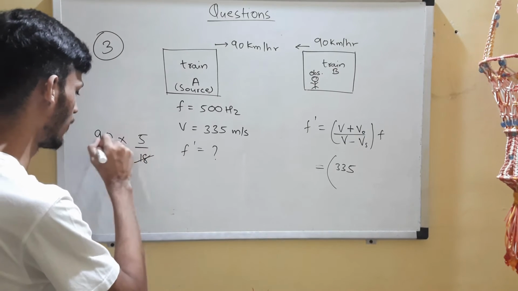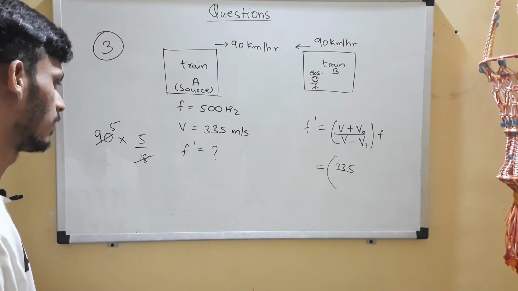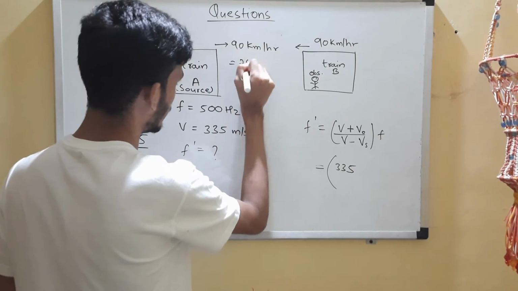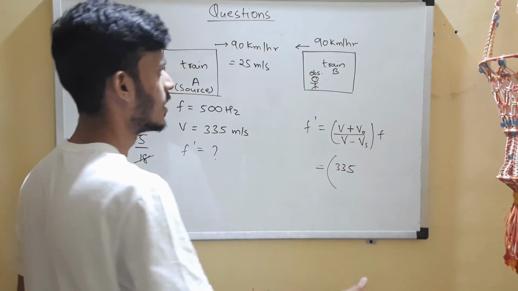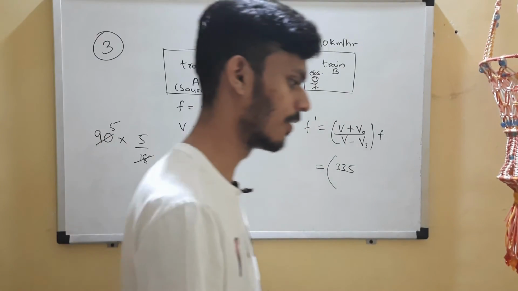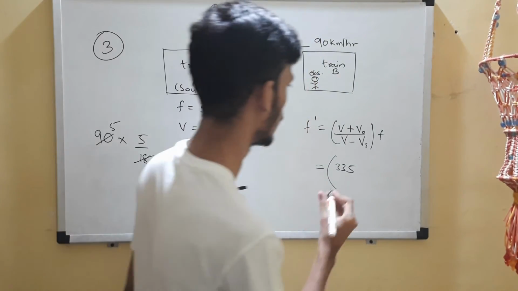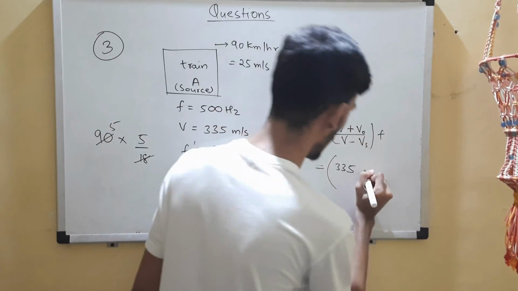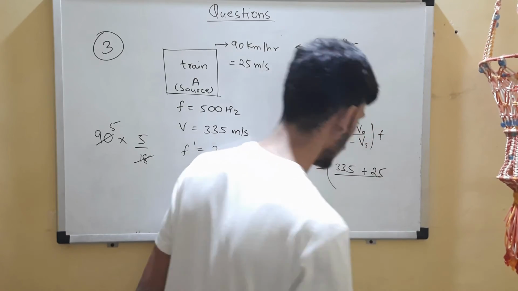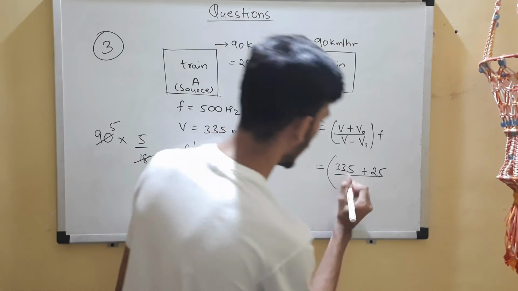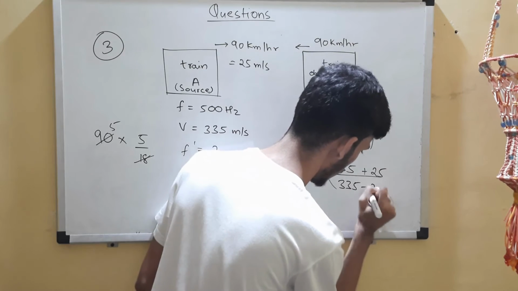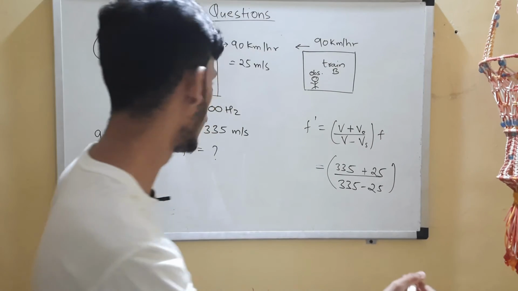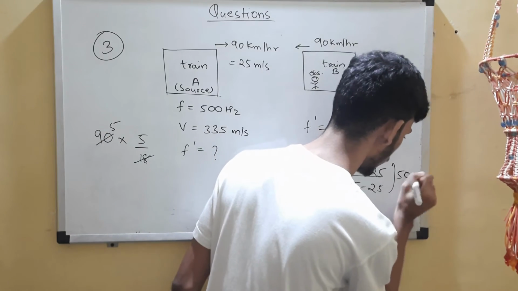Okay, so 18 5s are 90, and 5 5s are 25. So this is nothing but 25 meters per second. So both of these trains are moving towards each other with a speed of 25 meters per second. So VO, velocity of the observer who is in train B, will be 25 meters per second, right? He's moving with the train. V minus Vs, which is 25 again, and the original frequency 500. Okay, fine.